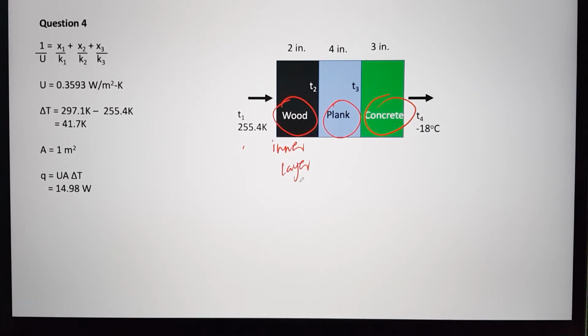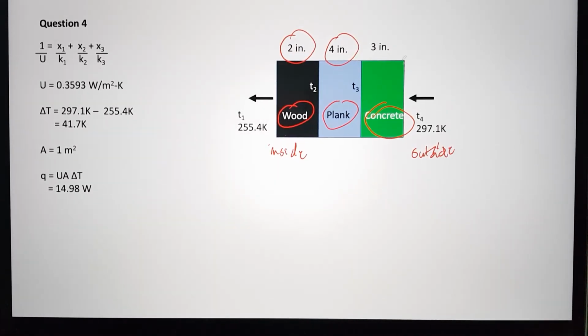And then the middle layer is a 4-inch plank. Remember that the thickness is given in inch, not centimeter. So you need to convert this thickness value into meter rather than sticking to this British value. And then the outer layer is concrete, so concrete is the outer layer. The arrow should be from the outside going into the inside of the cold room, because the temperature of the cold room is colder compared to the outside temperature.